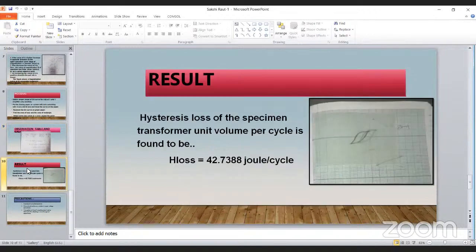The hysteresis loss of the specimen transformer per unit volume per cycle is found to be H loss, and my H loss is 42.7388 joule per cycle. And we can see the graph of this BH loop. Thank you, sir.